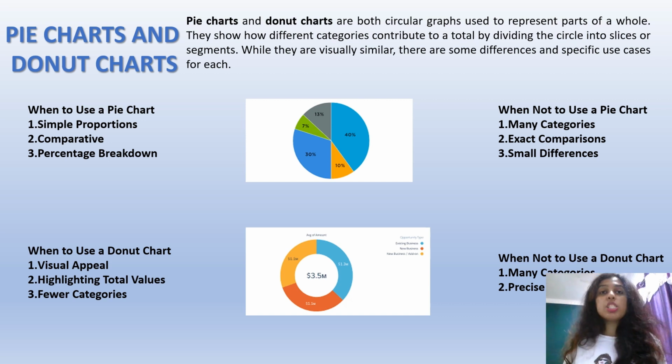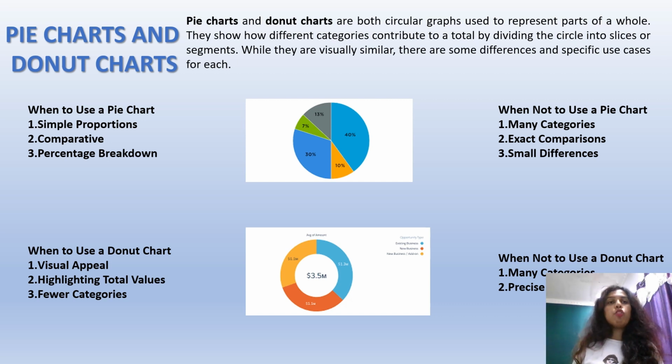The central hole is useful for displaying the total value of the data or for adding context like showing a key figure or percentage. Like pie charts, donut charts are the best for showing the proportion of a small number of categories. Let's see when not to use a donut chart. Similar to pie charts, donut charts are not suitable for many categories as it can lead to visual clutter. Like pie charts, donut charts are not ideal for precise comparisons between similar sized segments.